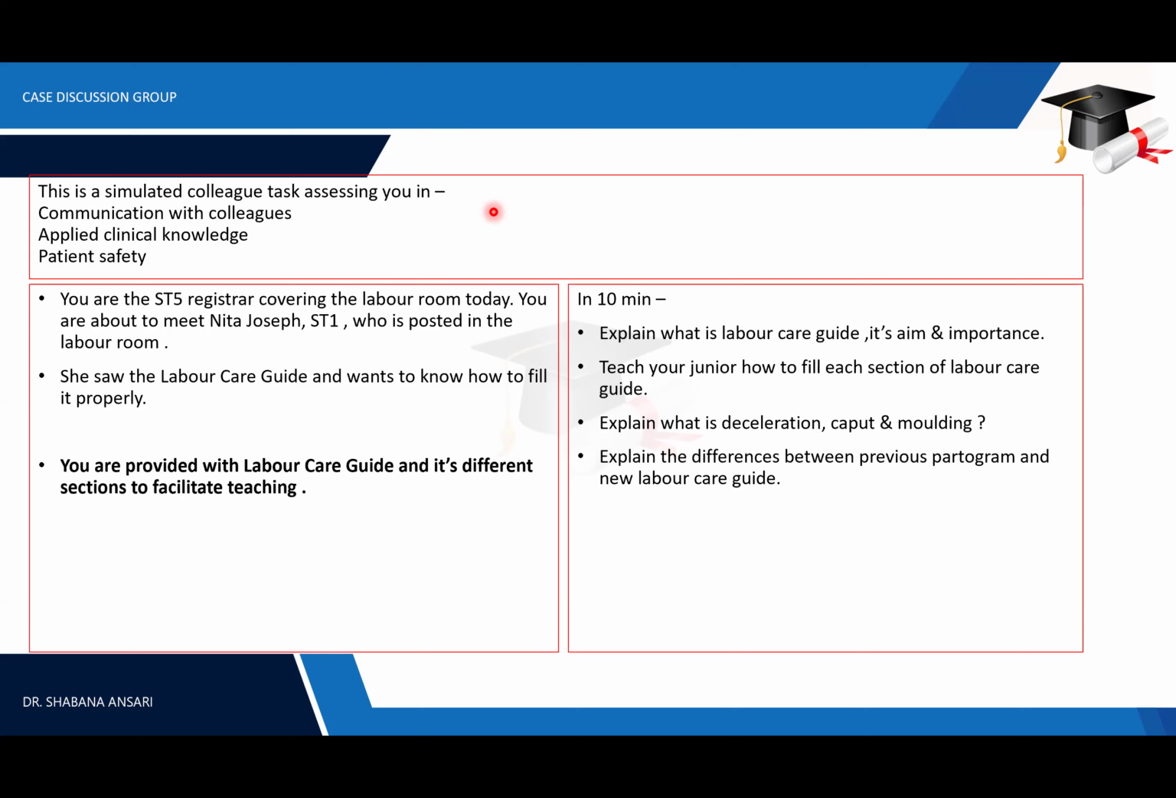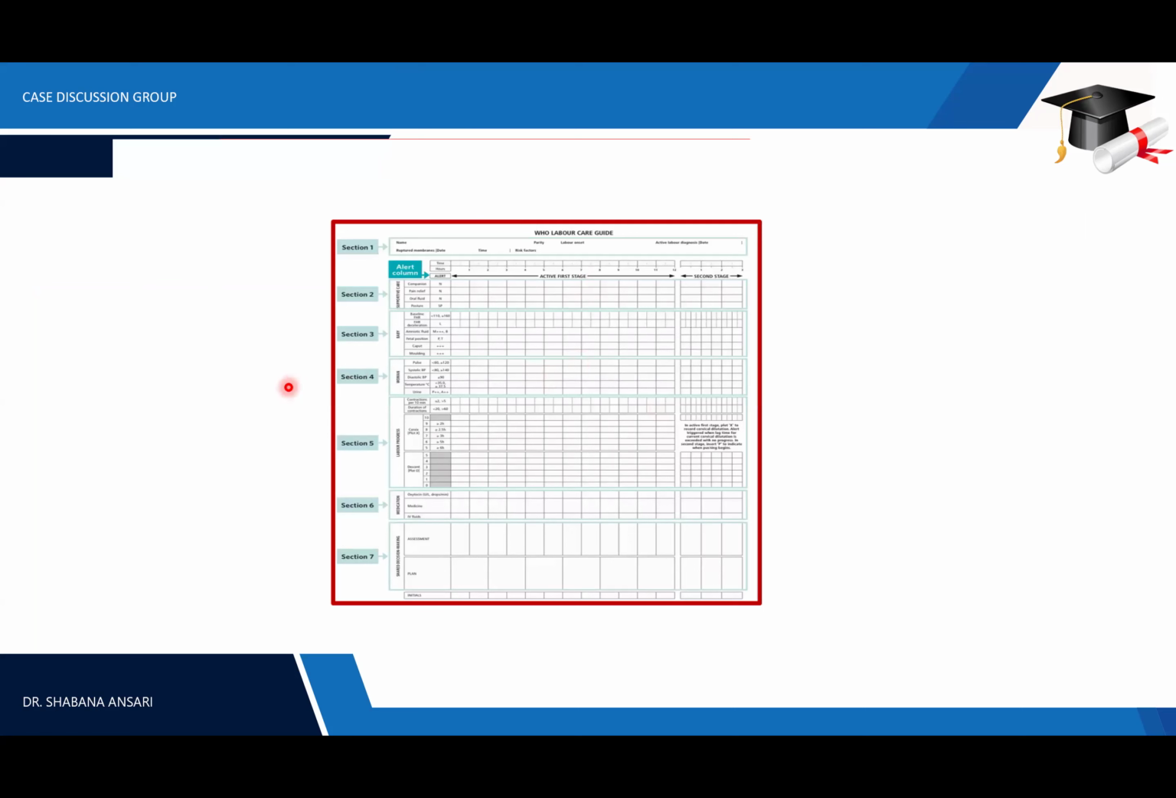So, Nita, I understand that today you want to discuss the labor care guide. Am I right? Oh, yes. I have this labor care guide and I really want to know how to fill each and every section.